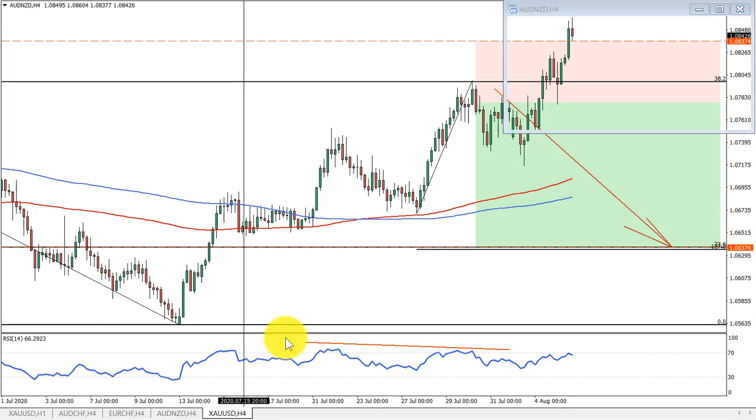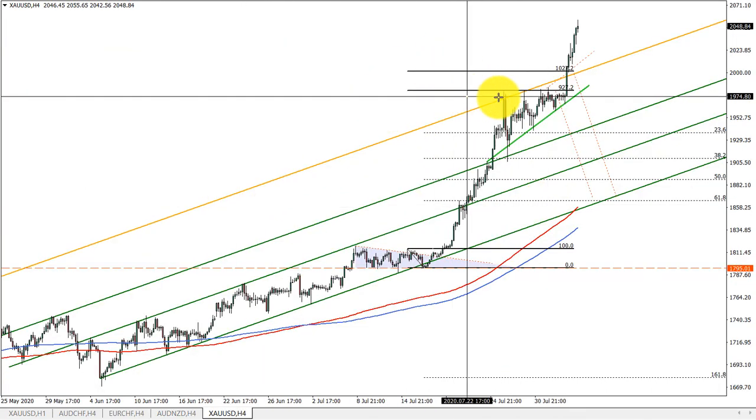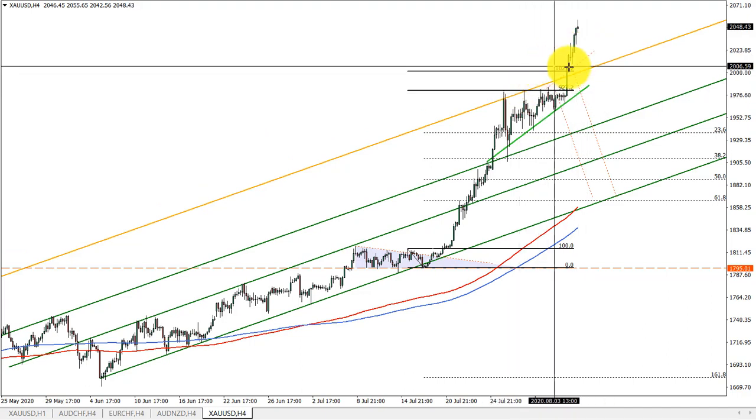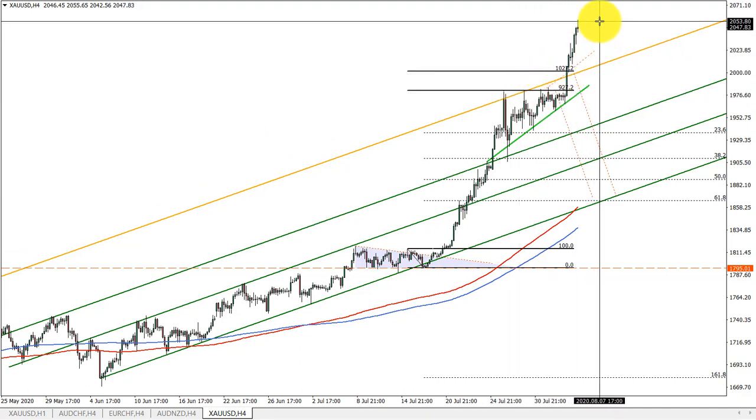And the gold that we had as a previous idea, basically what happened is the scenario when the price broke both resistance levels and continued to move to the upside.